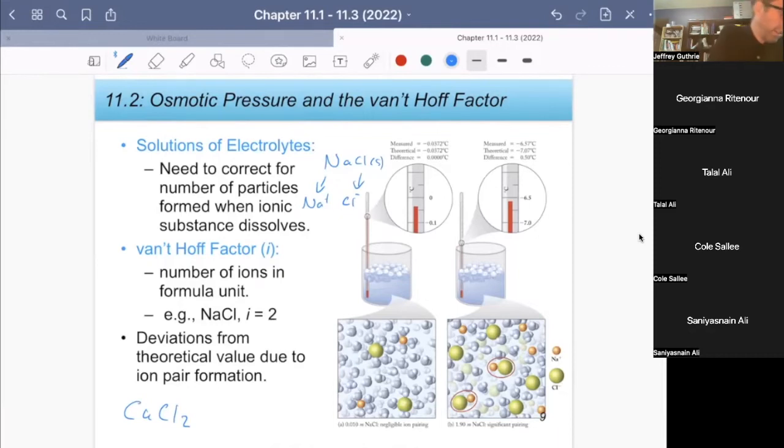3, because we have a calcium 2 plus and 2 chloride minuses, right? So for calcium chloride, it would be 3. And for potassium chloride, it would be 2 because I have a potassium plus and a chloride minus.